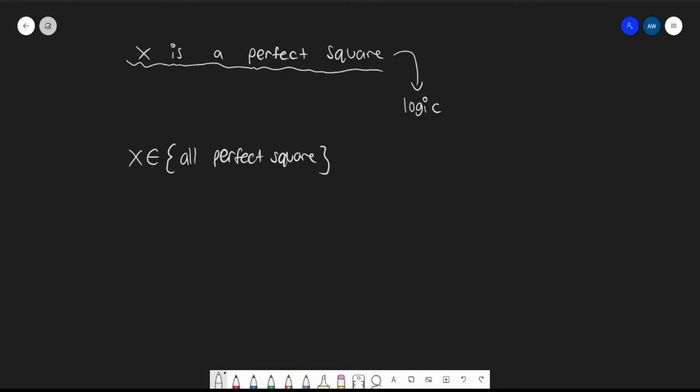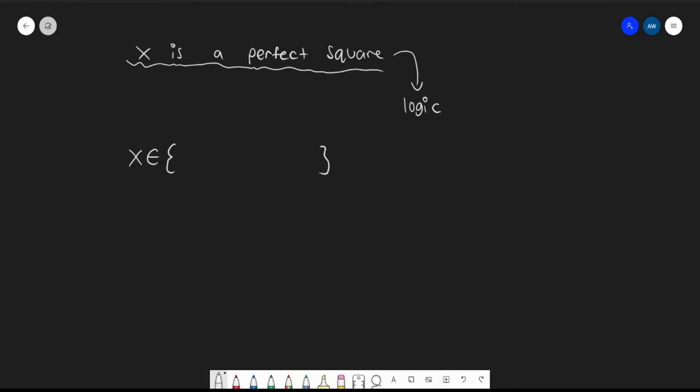Alright, so how do we construct this set? We can't just put a set there and say all perfect squares. We need to formalize things and express this idea in terms of logic and mathematical statements, because this part over here is still English. Alright, so all perfect squares. How do we construct that set?